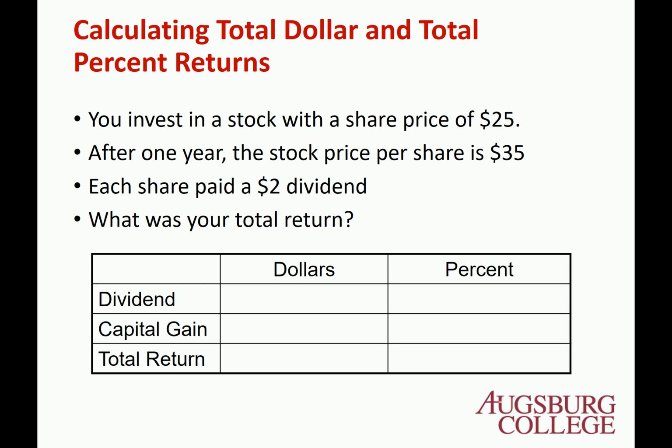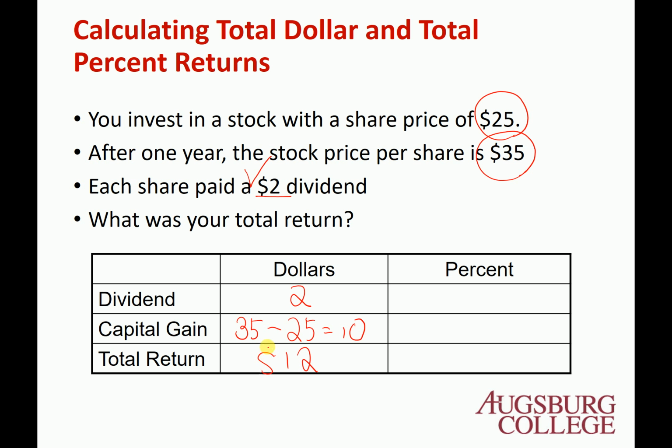Let's look at an example of how to calculate the dollar return and the percent return. You invest in a stock with a share price of $25. After 1 year, the stock price per share is $35. Each share pays a $2 dividend. What is your total return? You receive a $2 dividend, so the dollar return is $2 for dividend. And the capital gain: the price 1 year later is 35, and the price you invested is 25, so you make $10. So you make $12 total.